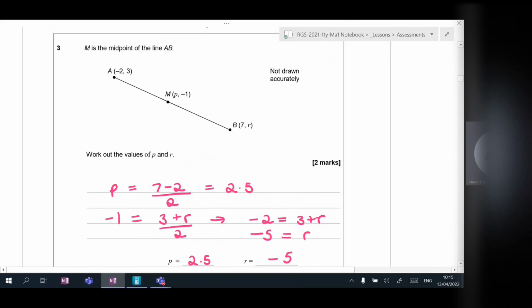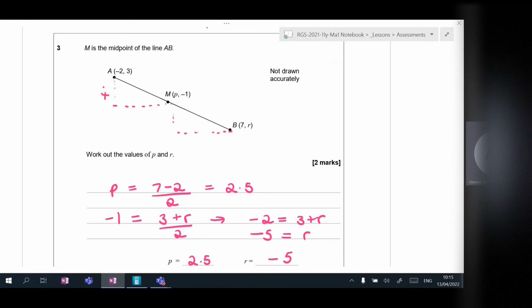Okay, or if you're more of a visual person, you can think about it from the diagram. So I'm going from 3 down to minus 1. My step down and my step along are going to be the same. So if I'm going from 3 to minus 1, that gives me a drop of 4.